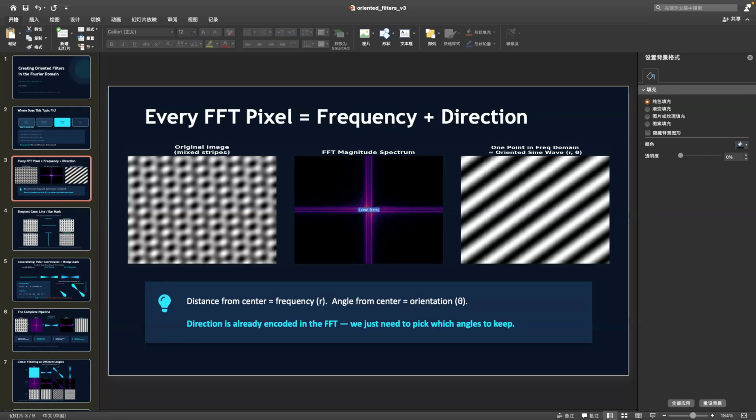Here is a key point. Direction is already explicitly encoded in the frequency domain. The position of each pixel is basically a name tag. It says I'm this fast, I'm pointing this way. So if we want to filter by direction, we just need to pick which positions to keep.